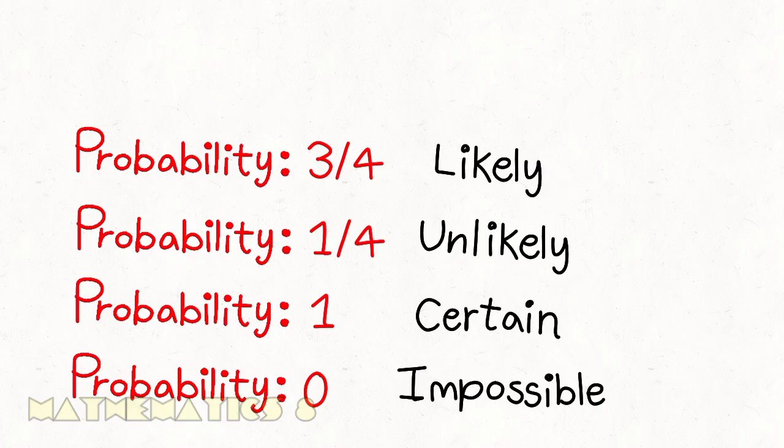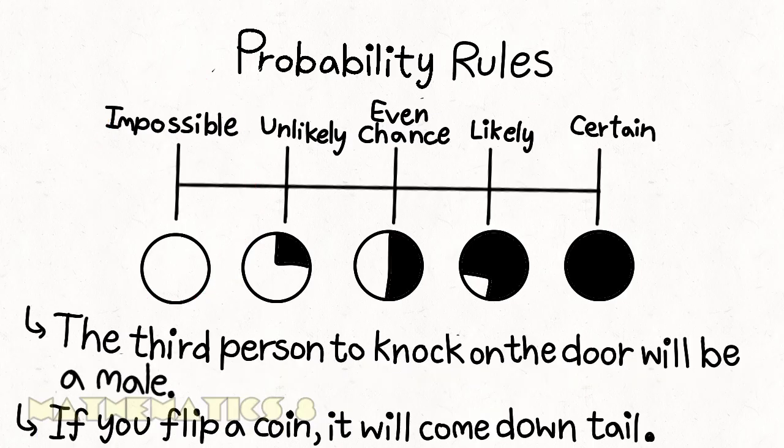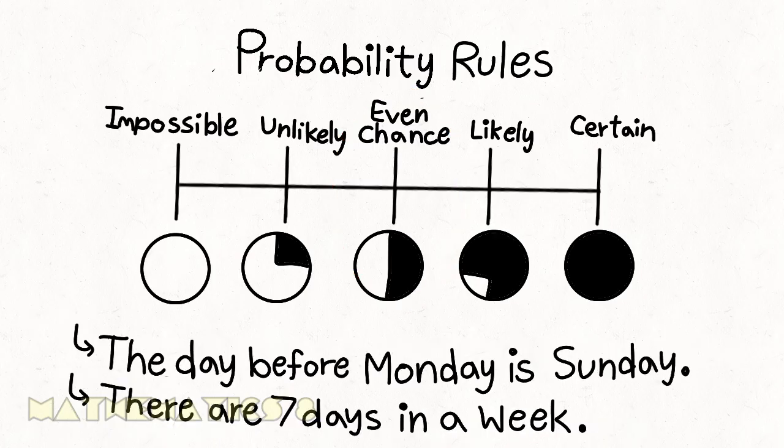Probability rules: if an event has a probability of 0, or 0%, then it will never happen or it is impossible to happen. If an event has a probability of 0.5 or 50%, then the event has the same chance or even chance to happen or not to happen. If an event has a probability of 1, or 100%, then the event is certain to happen. The sum of the probabilities of all the outcomes of an experiment is 1.